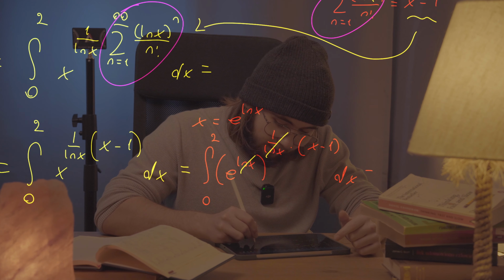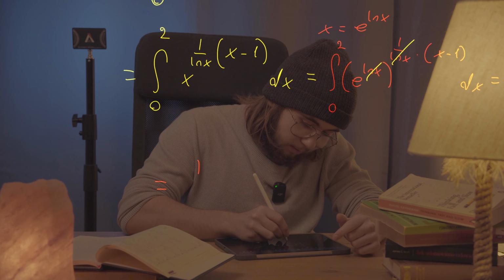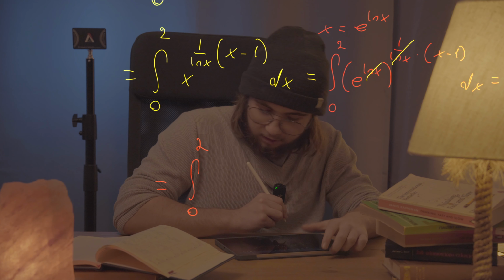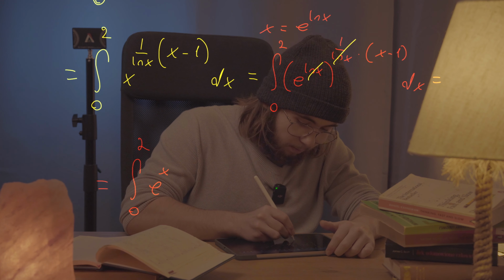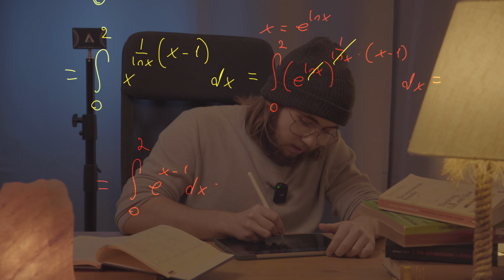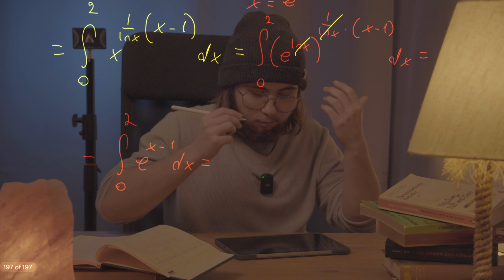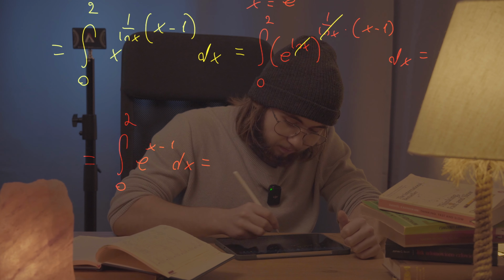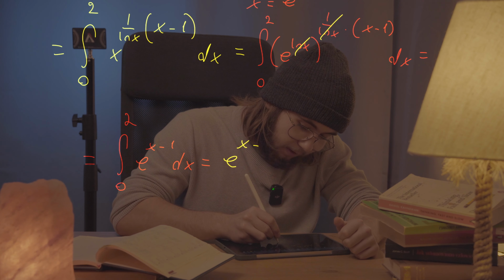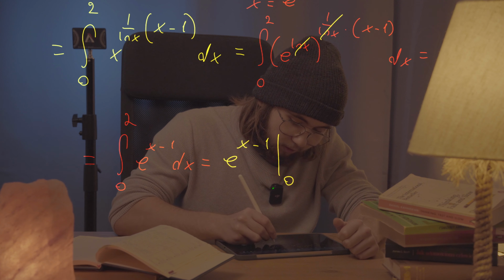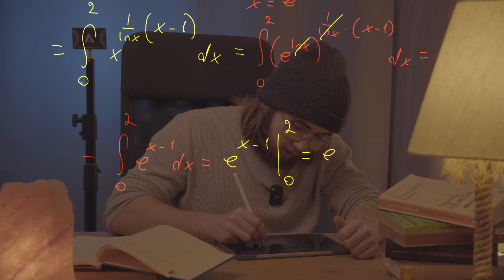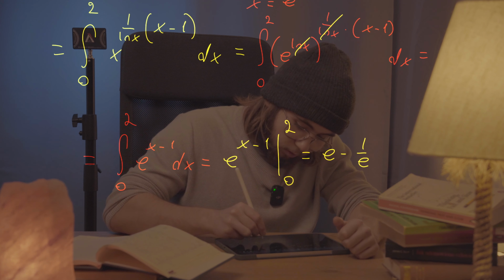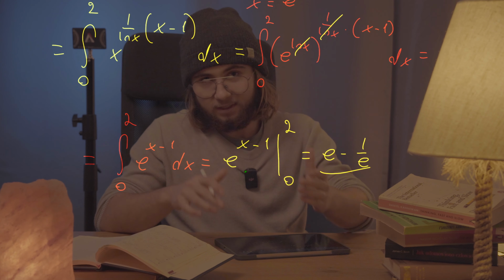And what we will be left with is just the plain old integral between, once again, 0 and 2 of e to the power of x minus 1 dx. But there is no problem in just saying that this thing will be equal to e to the power of x minus 1 between 0 and 2, which is e minus the reciprocal of e. And this is the final answer.